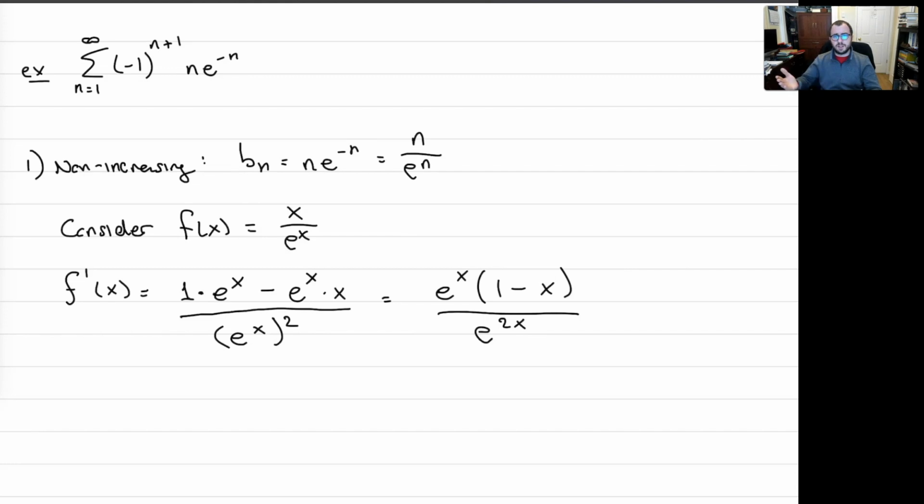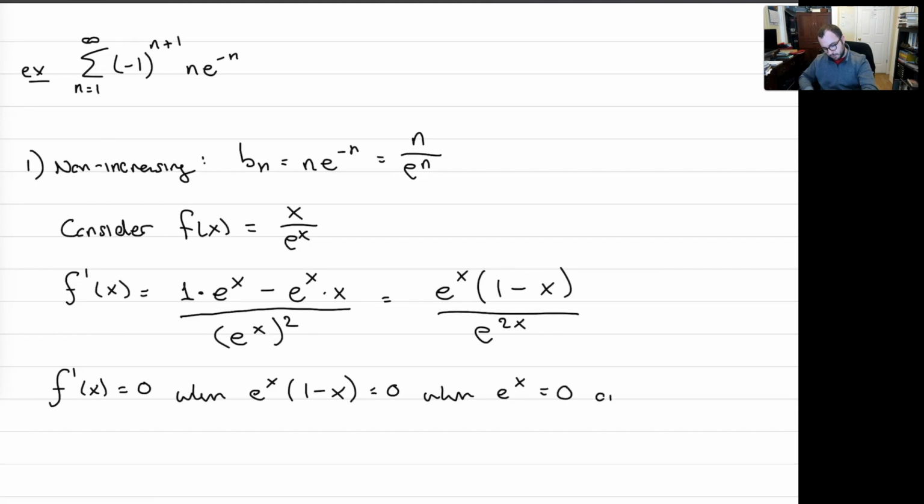And then we're going to see where this is increasing and where this is decreasing. First we'll see where it could change, where the derivative is 0, where we have critical points. So we'll solve for the critical points. The derivative is 0 when, since this is a fraction, the numerator is 0. And the numerator is 0 when e^x is 0, or 1 minus x is 0. That can't happen, since e^x is never 0, so it's 0 when x is equal to 1.